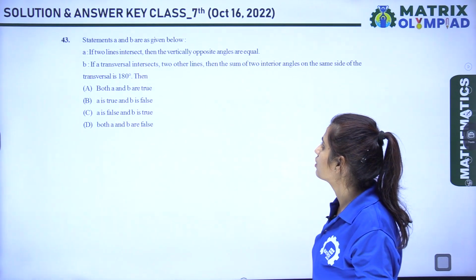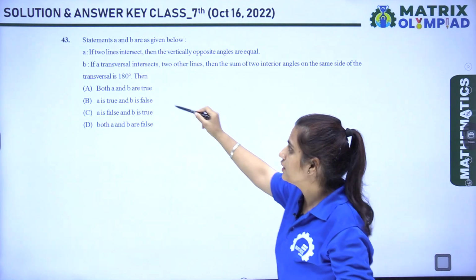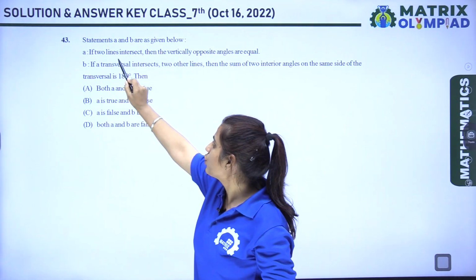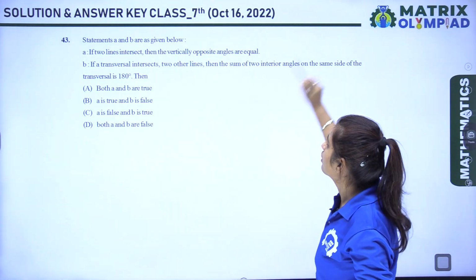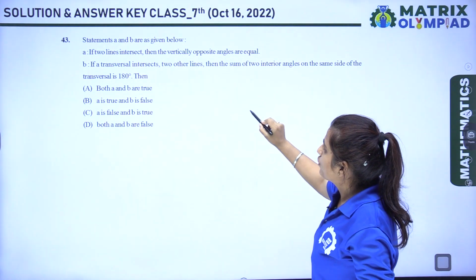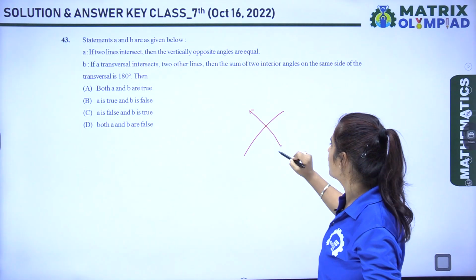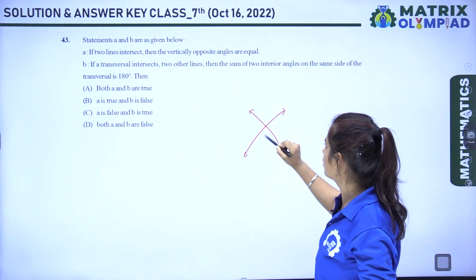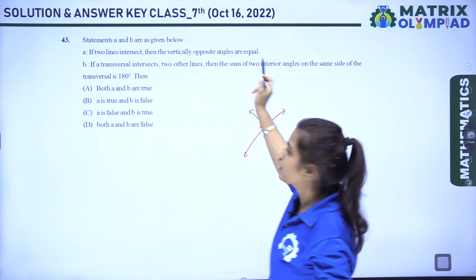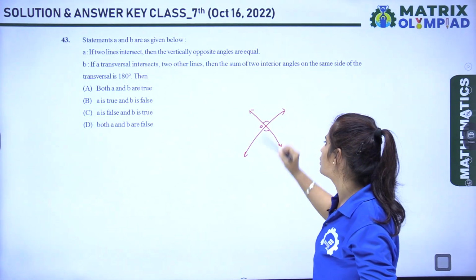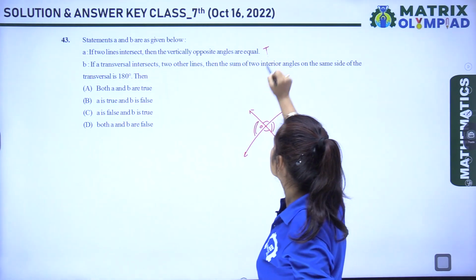Next one is, statements A and B are given below. Now let's read out the statements. If two lines intersect, then the vertically opposite angles are equal. So if two lines intersect, there are two lines which are intersecting at O. So here it is mentioned that then the vertically opposite angles are equal. Yes, the vertically opposite angles are equal. So this statement is true.